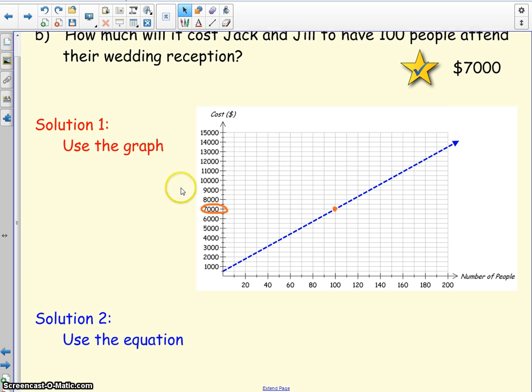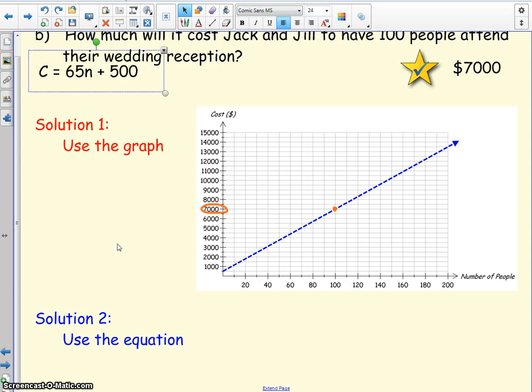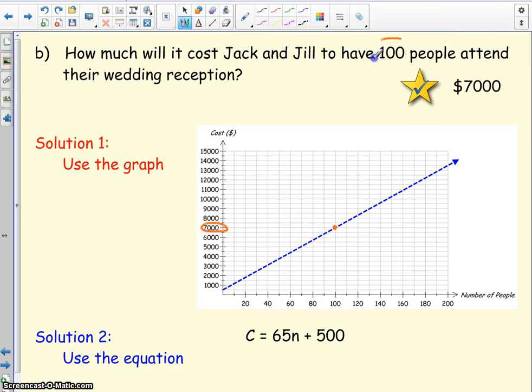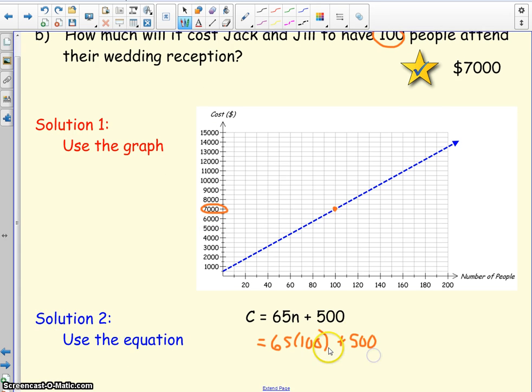So that works perfectly well, but we also do have the equation as well. So let's say we want to use the equation. We have C equals 65N plus 500. Well, we know the number of people is going to be 100. So we're going to have 65, N is 100 people. Then we add 500 to that. So put that all together, 65 times 100 is 6,500, plus 500. And it gives us the exact same answer of $7,000. Okay, now using the graph is nice if it's there and it's a nice clear graph, but if you don't have the graph handy, the equation will definitely work.